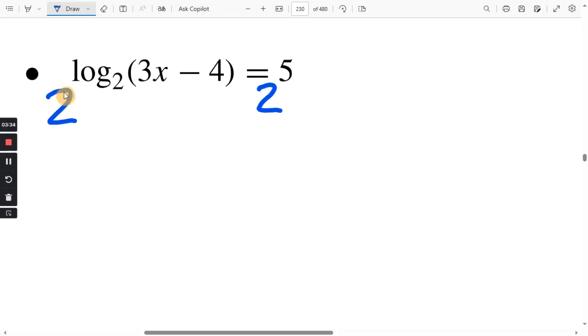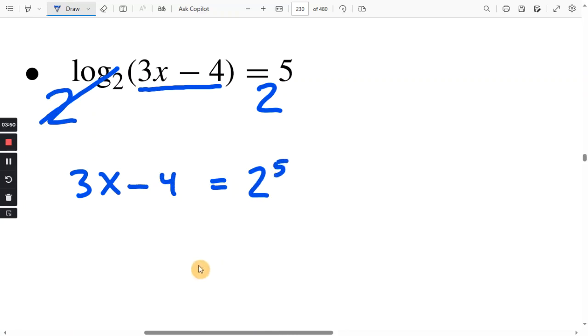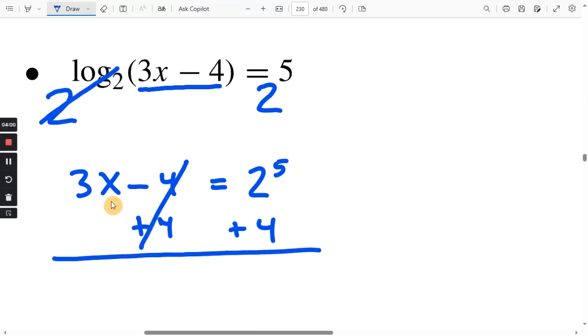Since the bases match, 2 to the power of log base 2 cancels, and you're just left with the argument, 3x minus 4. And that equals 2 to the 5th. The opposite of minus 4 is plus 4. I'll do that to both sides. The 4's cancel. Bring down your 3x. Bring down the equal sign. 2 to the 5th is 32. Plus 4, that's 36.